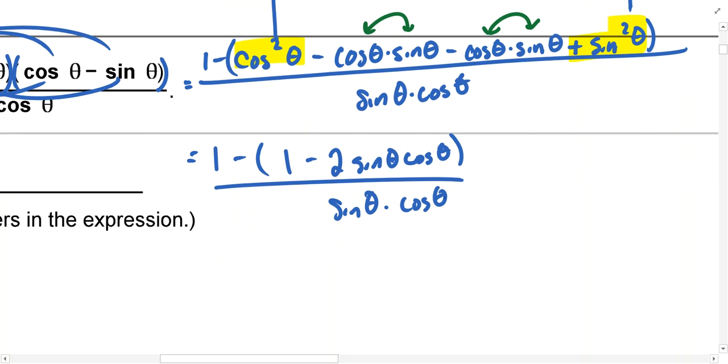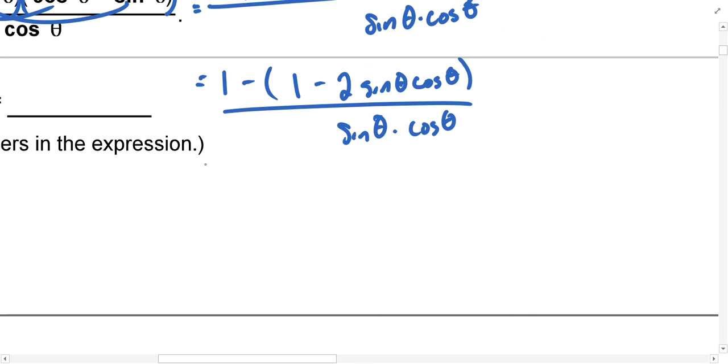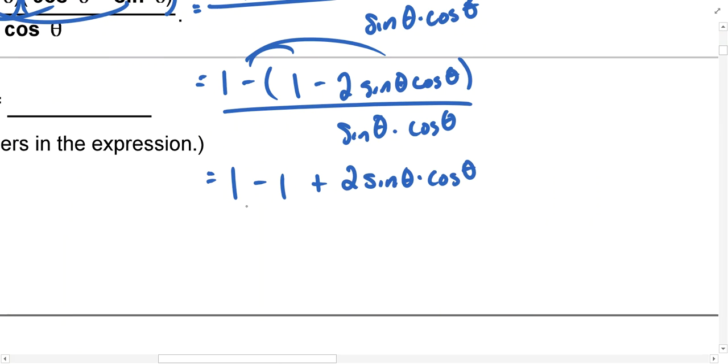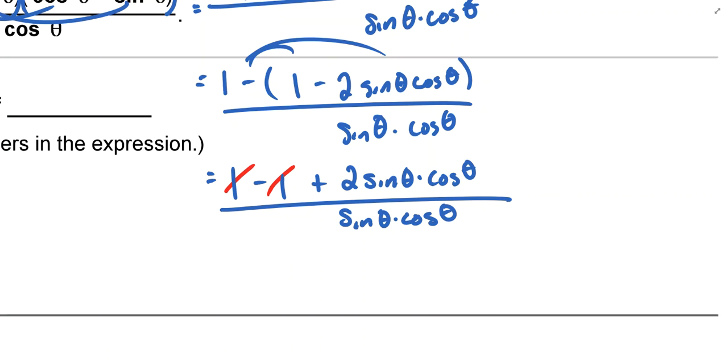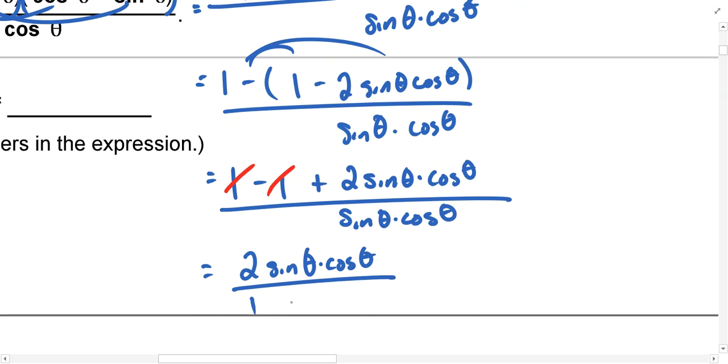All right, so I think I'll go ahead and drop the parentheses now, and I'll distribute this subtraction sign into the grouping. So we've got 1 minus 1 plus 2 sine cosine, all divided by sine cosine. And the 1 minus 1, of course, is going to cancel out, and we're left with 2 sine theta cosine theta over 1 sine theta cosine theta. The number wasn't written here, but it's implied.